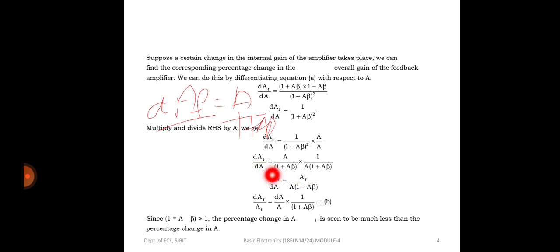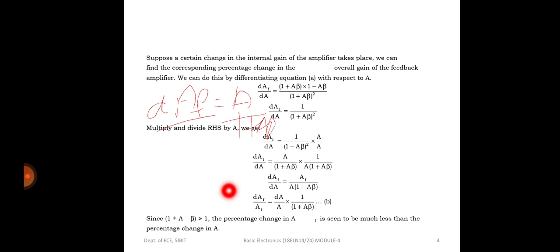Now rearranging the differentiated terms, dAF by dA equal to AF by A into 1 by (1 plus A beta). So dAF by AF equal to dA by A into 1 by (1 plus A beta). Since 1 plus A beta is greater than 1, the percentage change in AF is seen to be much less than the percentage change in A.